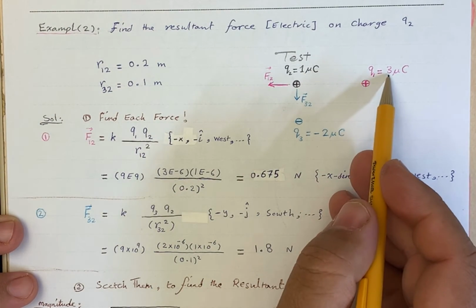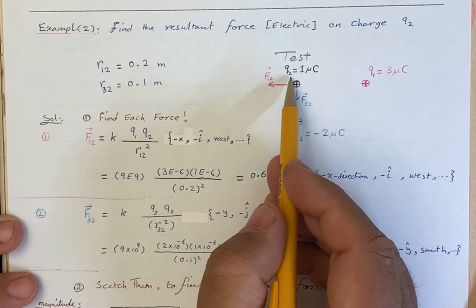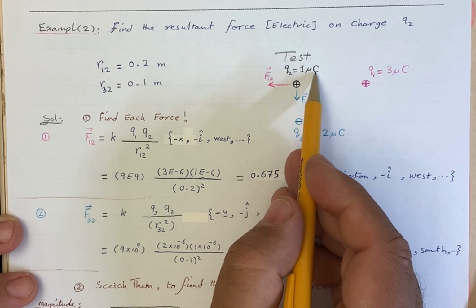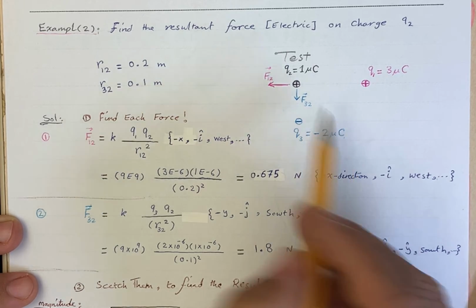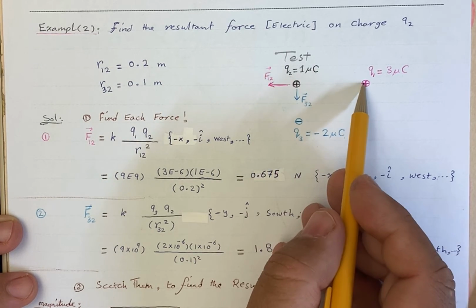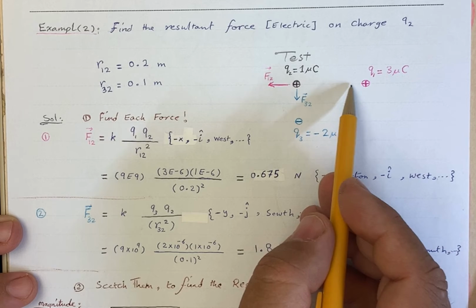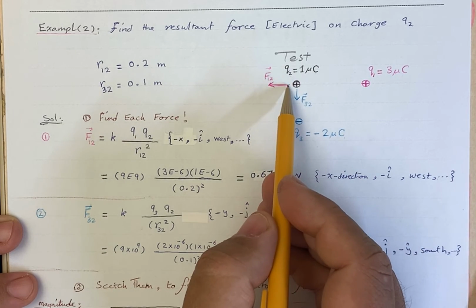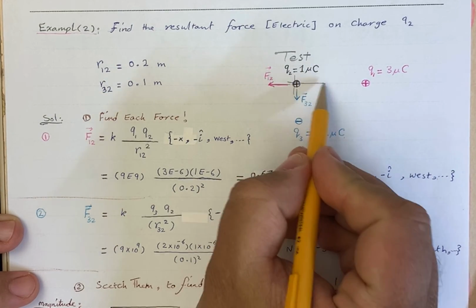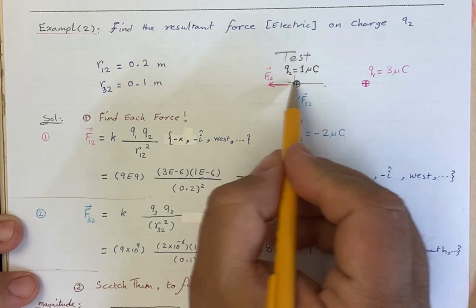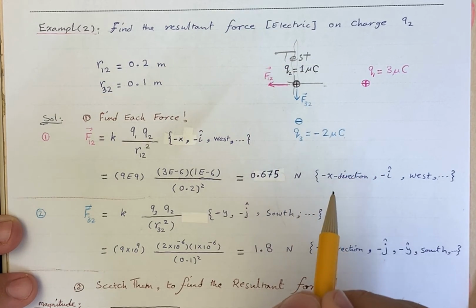Q1 is positive 3 microcoulombs, Q2 is positive 1 microcoulomb, Q3 is negative 2 microcoulombs. Now the force between Q2 and Q1 is a repulsive force, which means it will be in the negative x direction here. If I have, this is the x direction and this is the y direction.